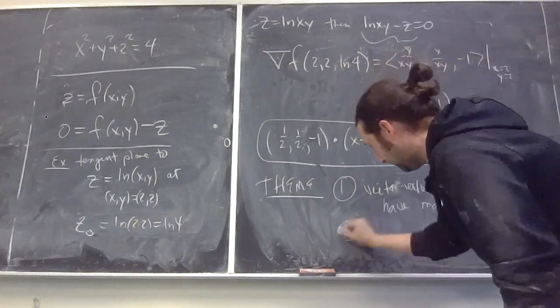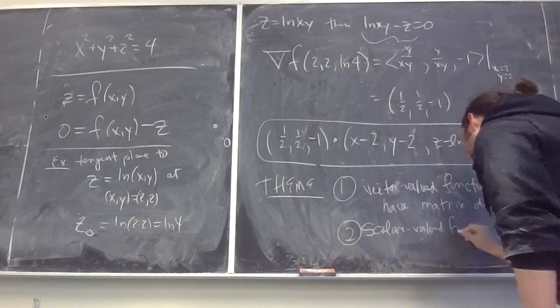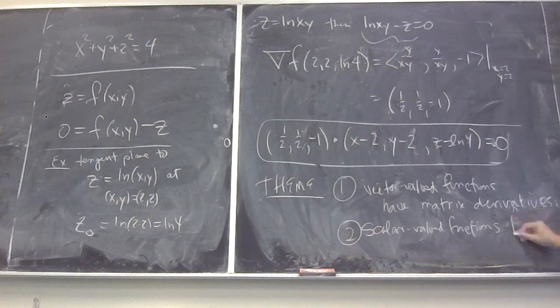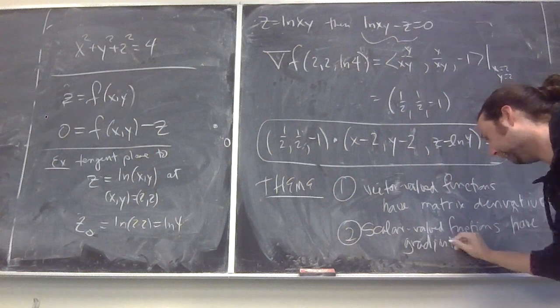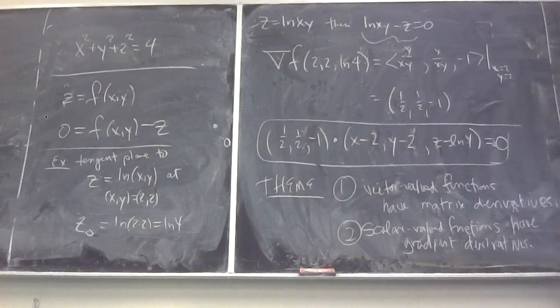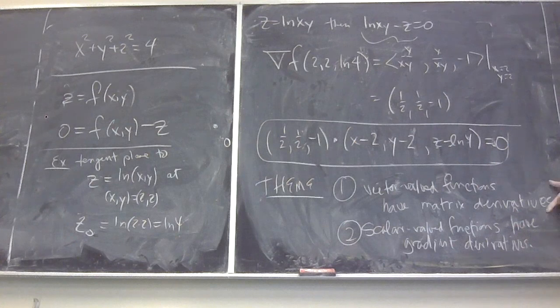2, scalar valued functions. Mostly when we think about scalar valued functions, we think about them as having gradient derivatives. And what do I mean by gradient derivatives? The gradient told us every directional derivative. It tells us the partial derivatives. It tells us the tangent planes. The gradient tells us everything for scalar valued functions, right? So for scalar valued functions, the gradient is the key tool that we use. For vector valued functions, we did everything in terms of matrix derivatives.